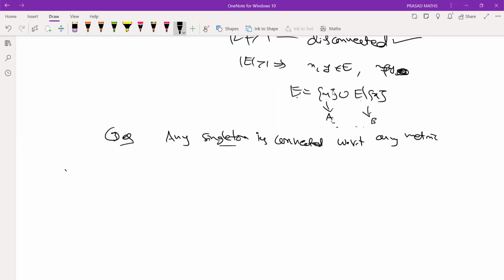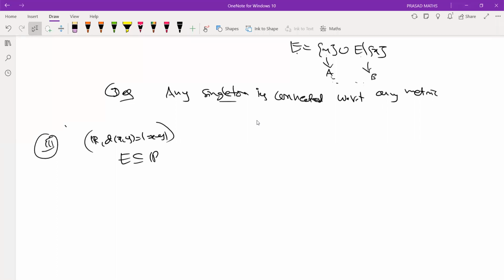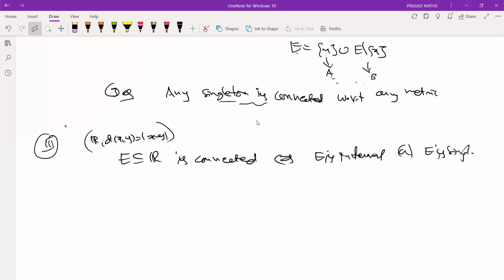Suppose you can take another property. This is the third property. Suppose you have R with respect to the usual metric. What subsets of R with respect to the usual metric are connected? Any subset of R with respect to the usual metric is connected if and only if it is an interval, or else E is a singleton. Already we have seen that any singleton is connected.